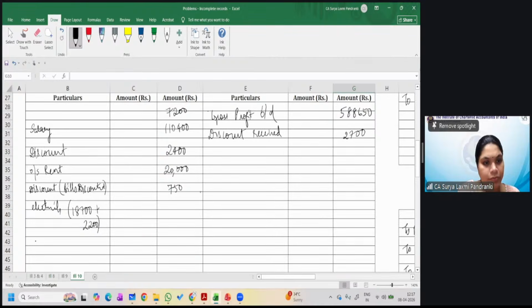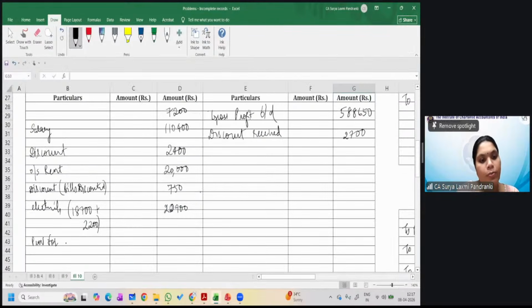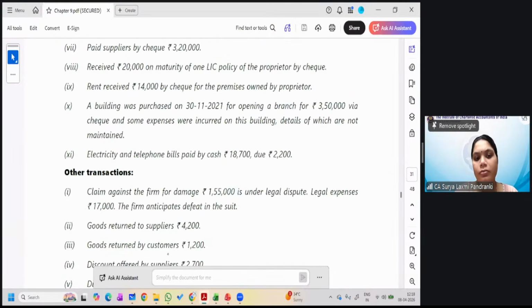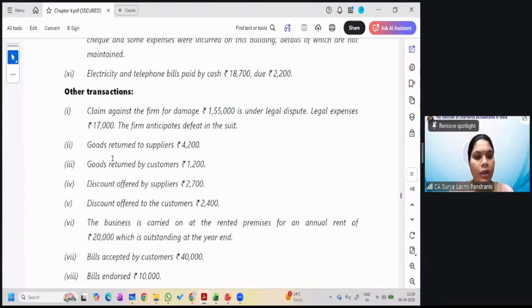Then I think this claim we will have to take now. Provision. Legal expenses 17,000. Yes, we have to create a provision first. As I told you, for this 1,55,000 you have to create a provision. So provision for claim, 1,55,000, right? And legal expenses are anyway a normal expenditure. So legal expense will come whether you are losing or winning the case. 17,000. This is also done.